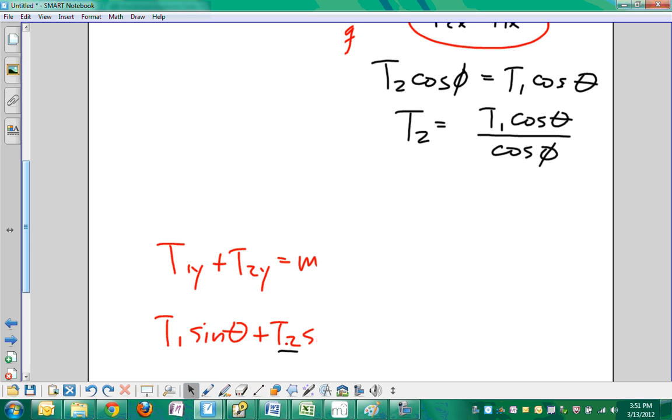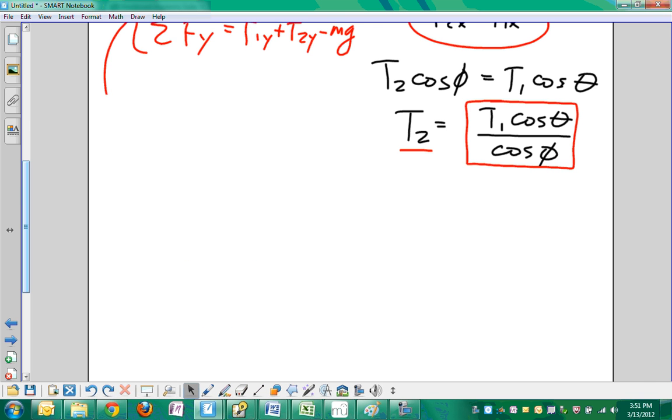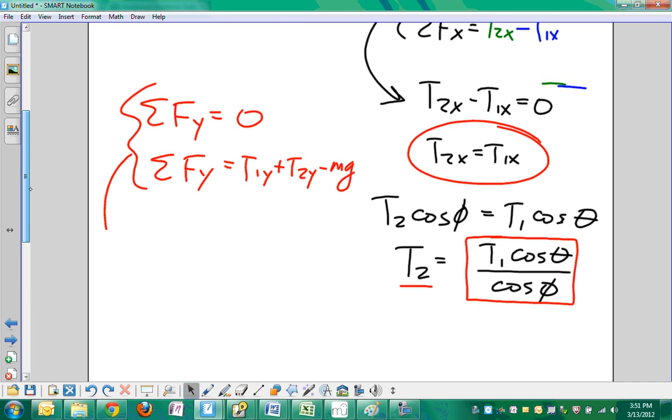Now, what good does that do us? Well, that tells us that in the y equation, all the stuff that's going on in the y direction, where we have T2, we could substitute T1 cosine theta over cosine phi. And that's exactly what we're going to do. So, let's go back and see what's going on in the y direction.